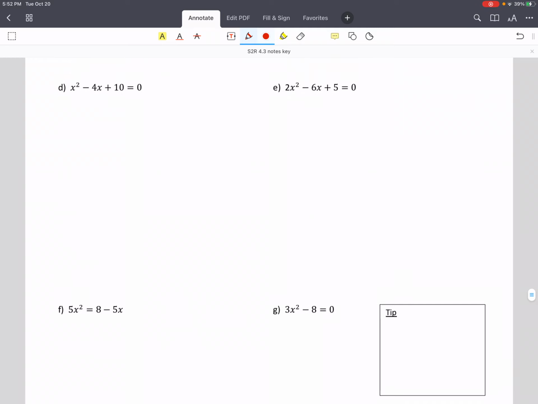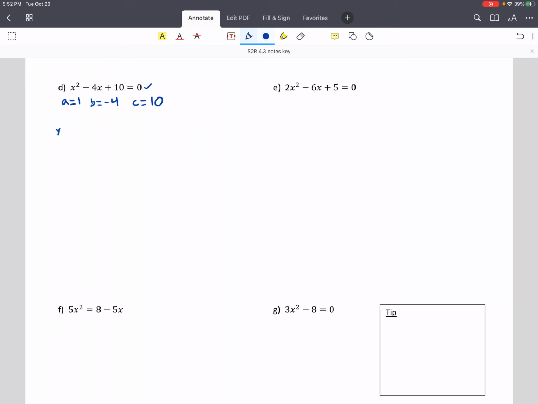I kind of did with F and G. We'll get there. Alright, so once again, we're going to start. I see this is equal to 0, so we're good to go. A equals 1, B equals -4, C equals +10.